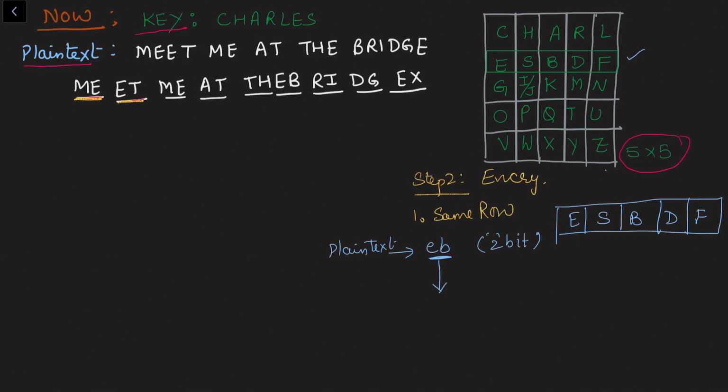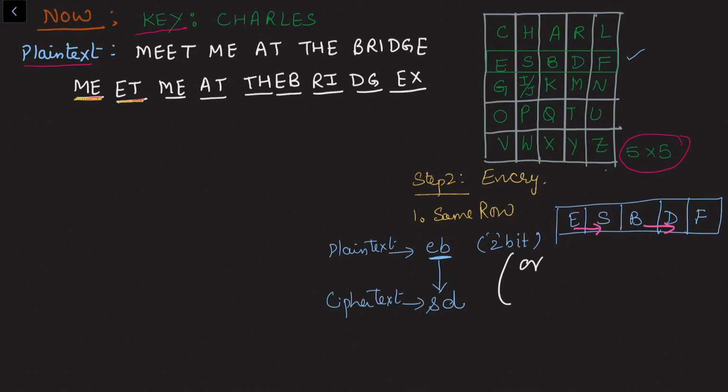So EB, if they are appearing in the same row, and you can see that they appear in the same row, E will shift to S and B will shift to D. That means in the cipher text, EB will become SD. So this would be considered as the cipher text.